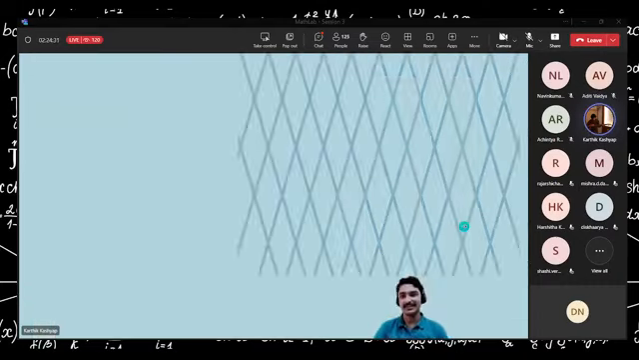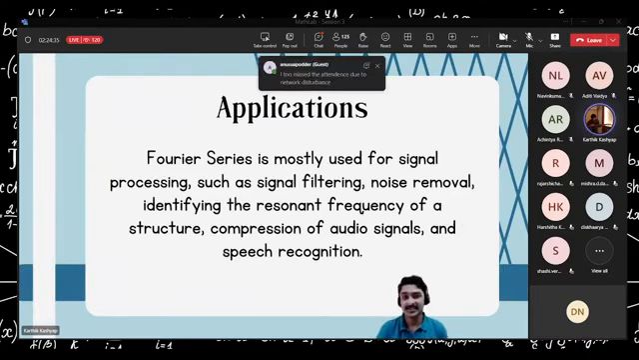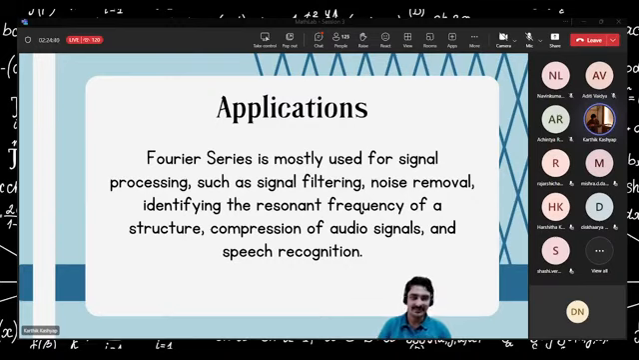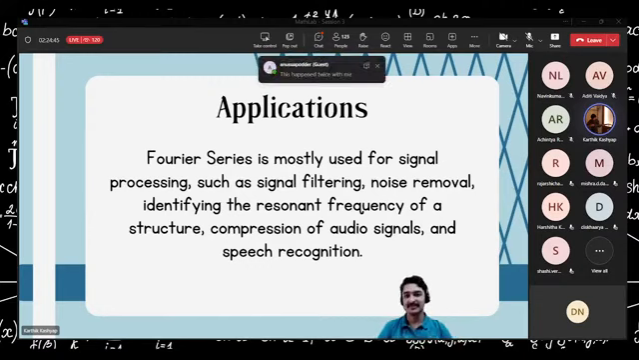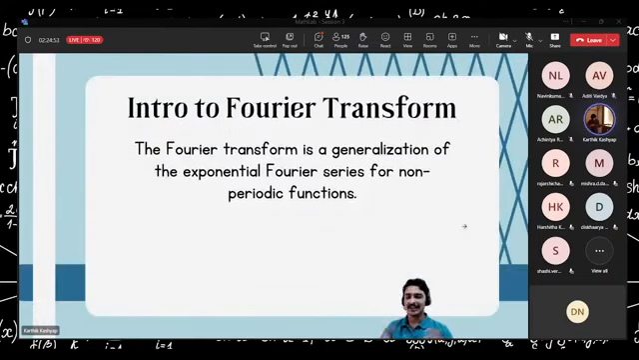So moving on with the next one, a few applications. The Fourier series is, as Achintya mentioned, used for solving differential equations, and Naveen will talk about a few more applications of this. Other than that, signal processing, filtering, noise removal, this is what Naveen will talk about in the next session. And then I'll give you a brief introduction to the Fourier transform.